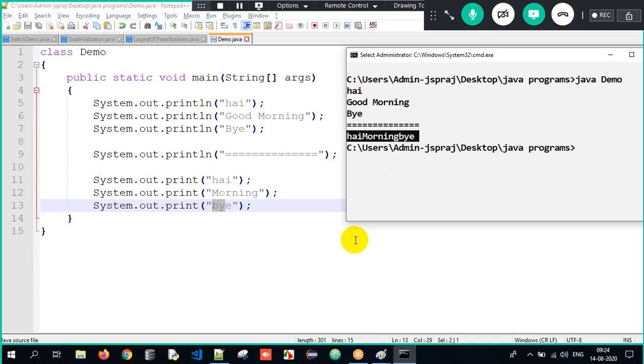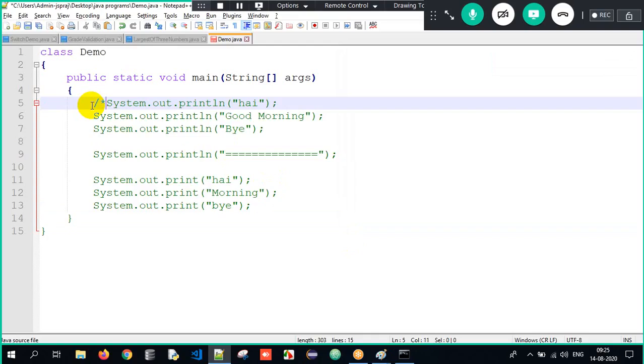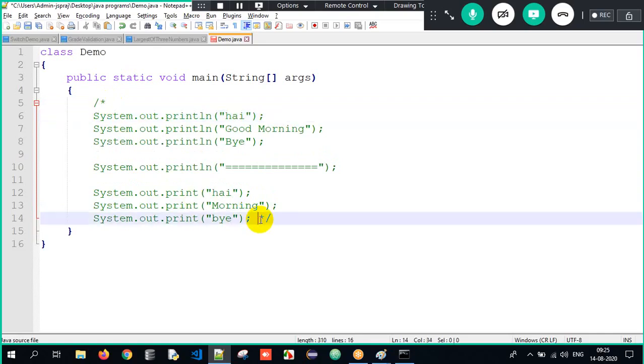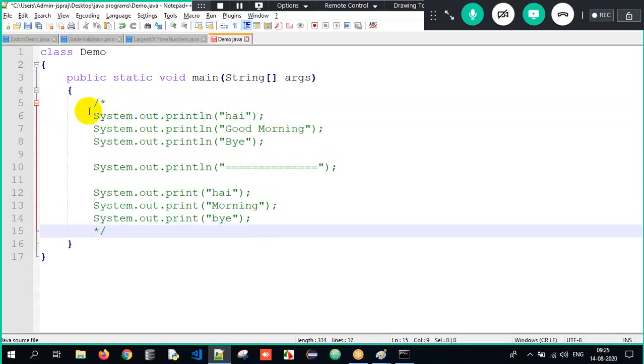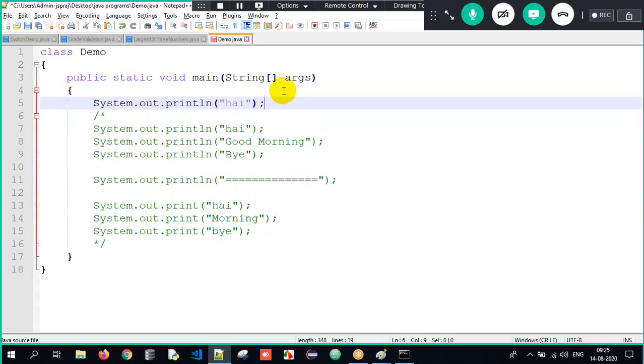So now let us see a combination of both. I told you what is multi-line comment, right? So this is multi-line comment, meaning these lines won't get executed. I hope everyone knows it, which I have told you long back. Now what will be the output of this program?